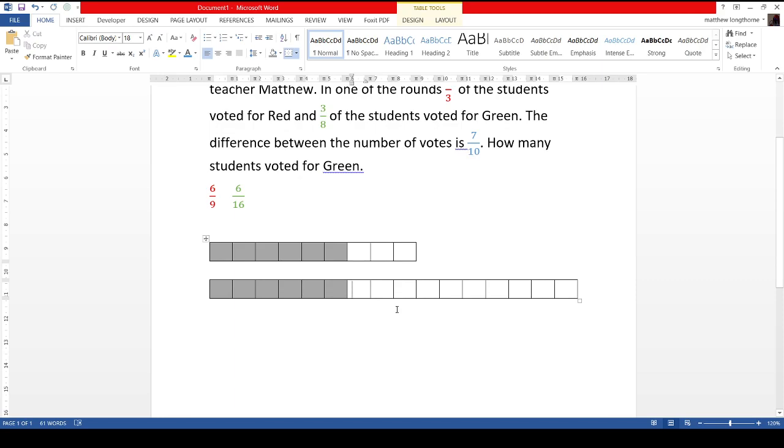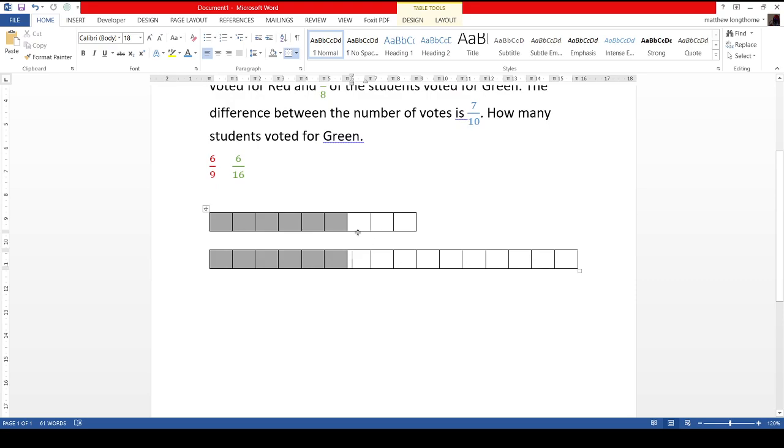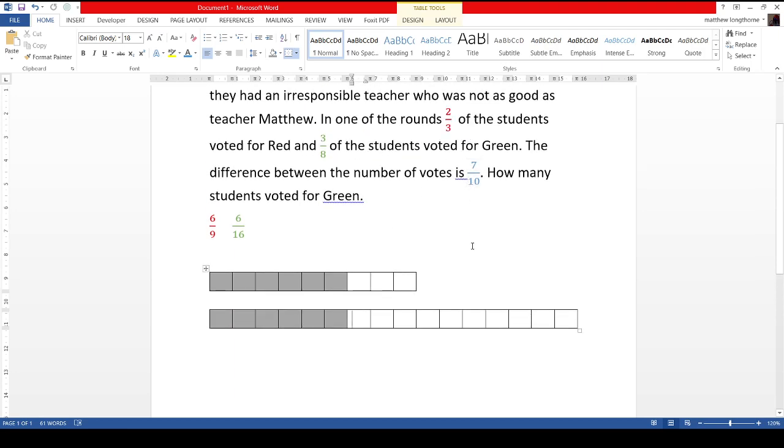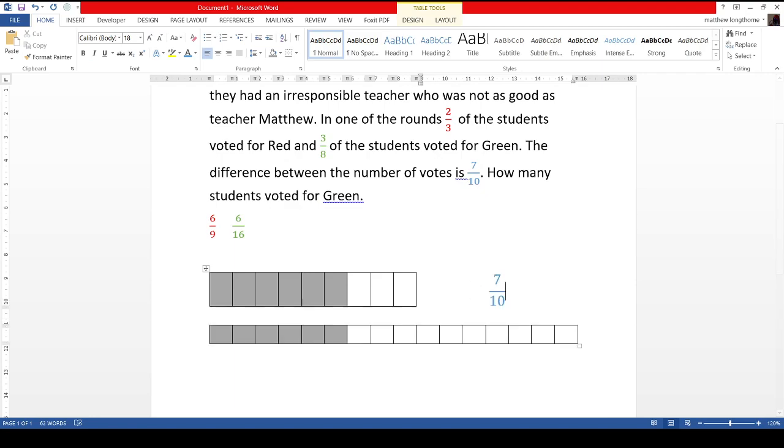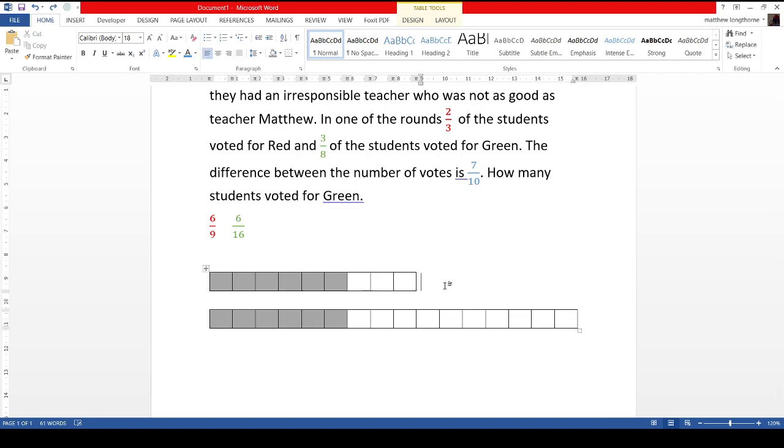So that means that what we have left is the 7 out of 10. We know the difference between the number of votes is 7 out of 10. So this part here, if we merge that together, we know this part is equal to 7 out of 10. Let's put it like this, 7 out of 10.